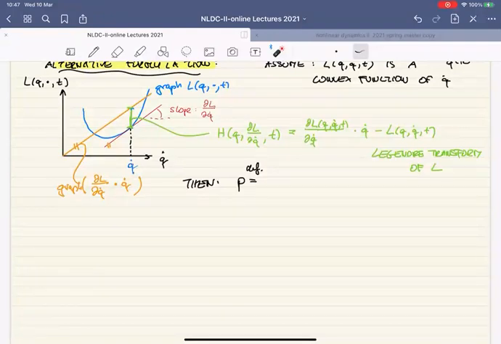So anyway, define p as simply the derivative of L with respect to Q dot. And remember, that was the slope that I was working with here. And that's called, in this context, as you may have guessed, the generalized momentum vector, or generalized momenta, the collection of generalized little momentum elements.